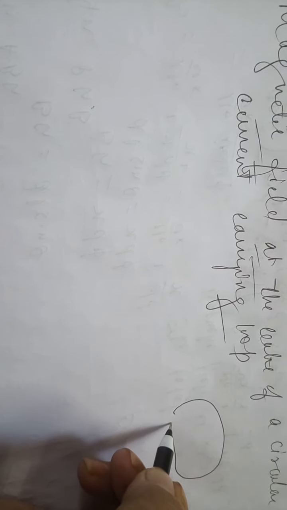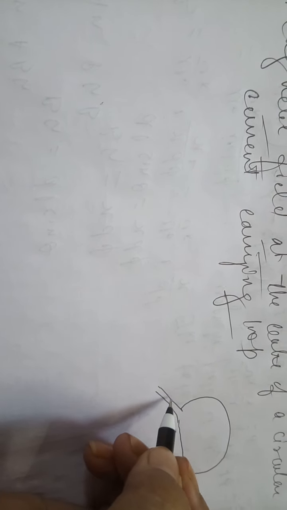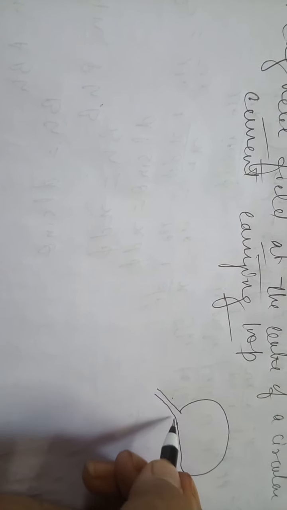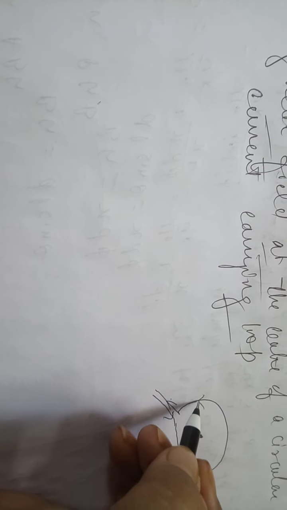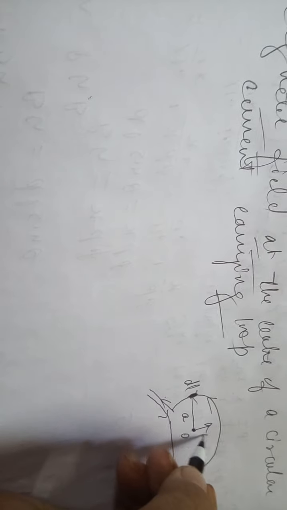So this is a loop. Let us assume this is a loop, and the current goes like this. It is in this direction, and finally it is coming out. This is the point O, and we have considered a very small elementary portion dl in this direction, and the distance from here to here we have considered as a. That forms the radius, and the direction of the magnetic field is the B vector.